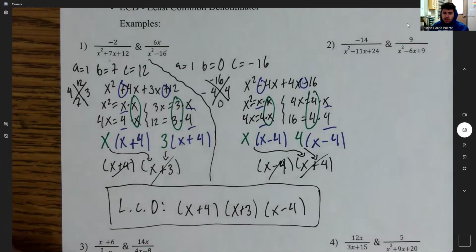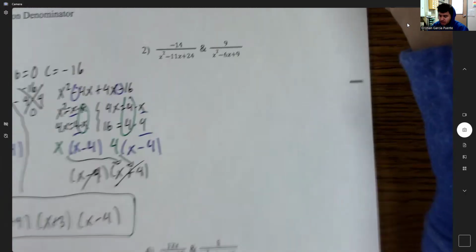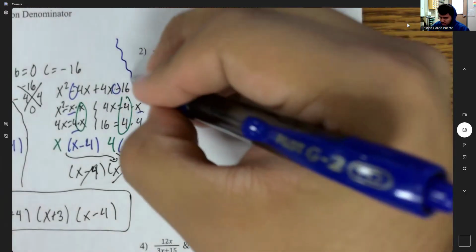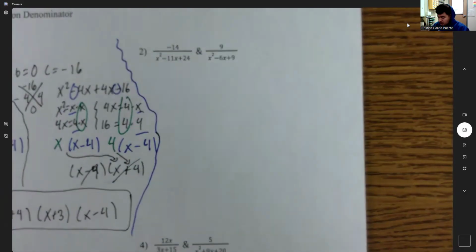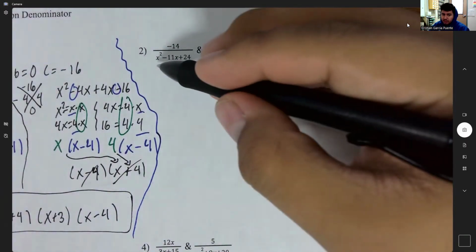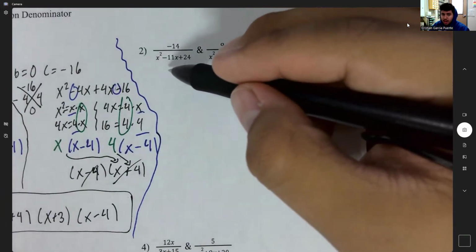Okay. So we'll move on to the second example now. So for the second example, I'm going to first put this blue line so you'll know this right side is going to be problem 2. So you're going to start with the bottom again. The bottom of the denominator, we're factoring. So it's going to be A, B, C.